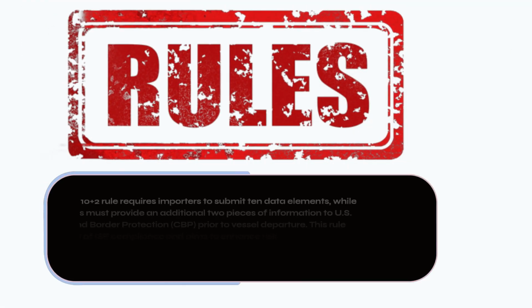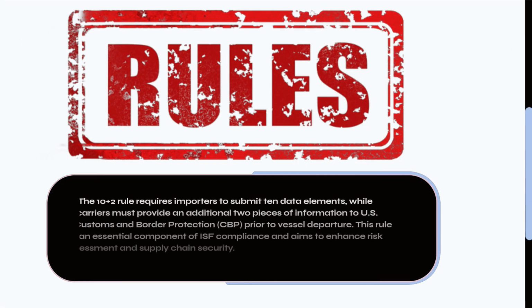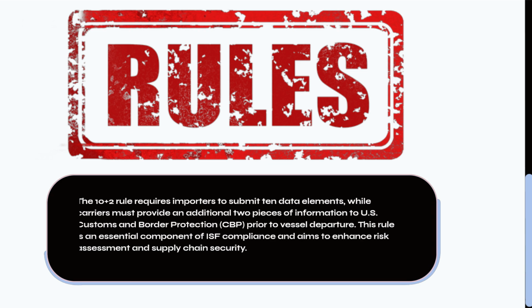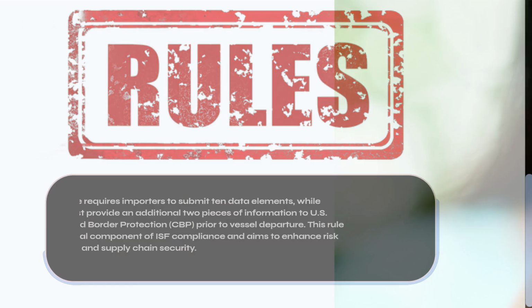The 10+2 rule requires importers to submit 10 data elements, while carriers must provide an additional 2 pieces of information to U.S. Customs and Border Protection, CBP, prior to vessel departure. This rule is an essential component of ISF compliance and aims to enhance risk assessment and supply chain security.